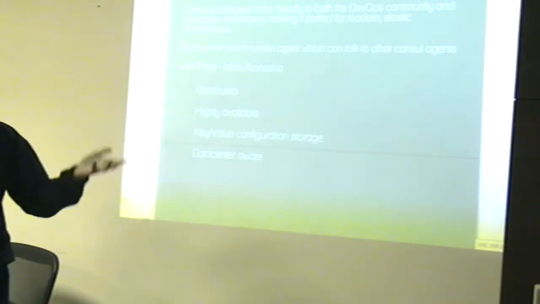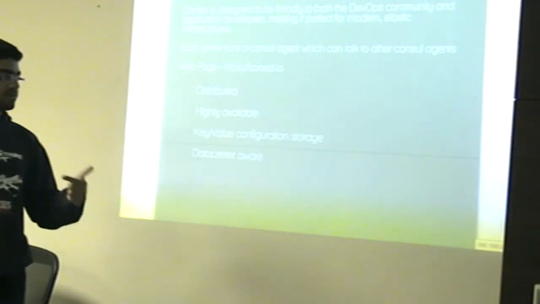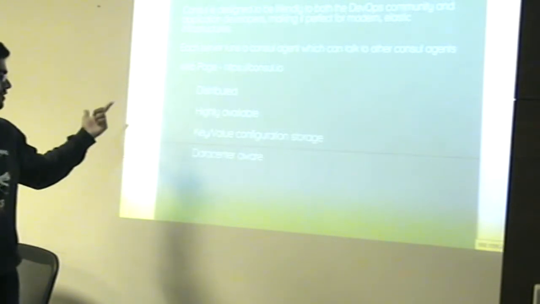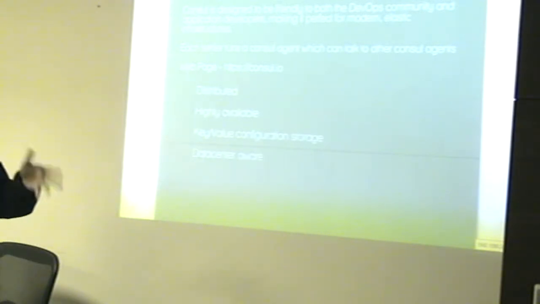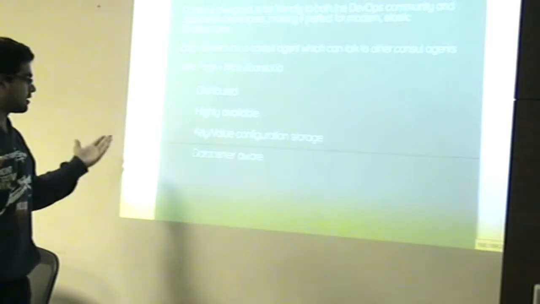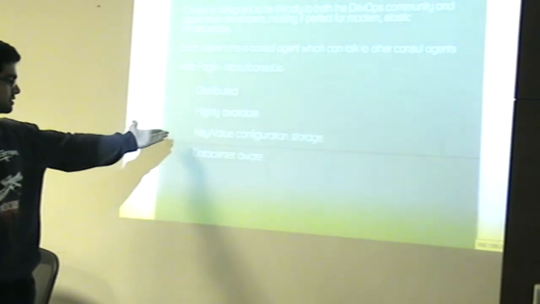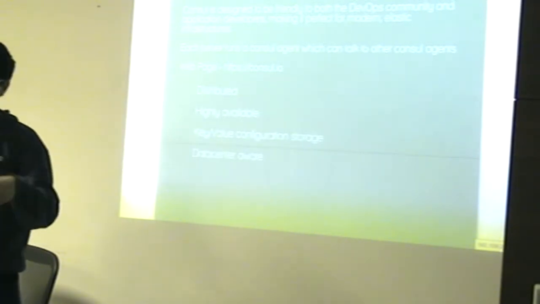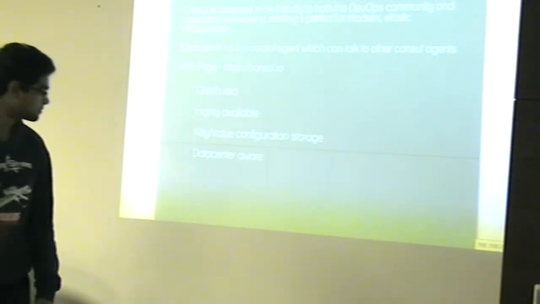There is no central thing over here. Every box will run a Consul agent and will be able to talk with other agents. And it is highly available. Even if one box goes down or a particular cluster goes down, it won't matter, as long as the rest of the infrastructure is up and the agents coordinate with each other. It also has key value configuration stores, and this tool was built to be data center aware. So even if you deploy it in cloud, it will be pretty easy to deploy.